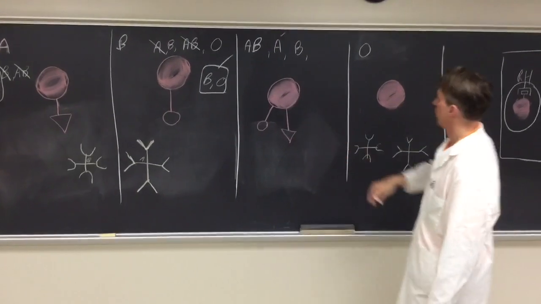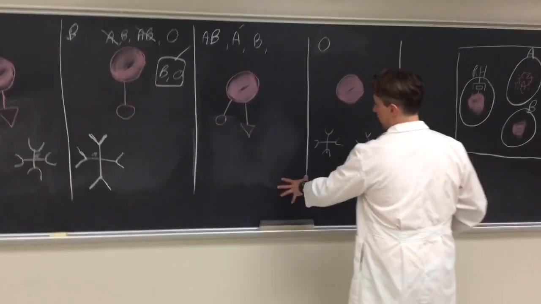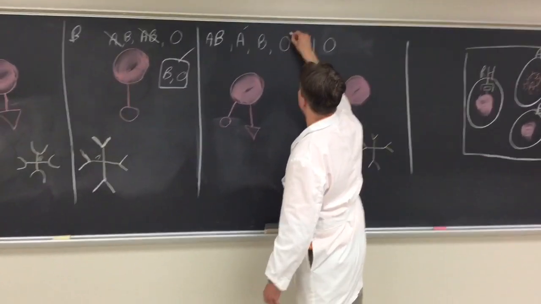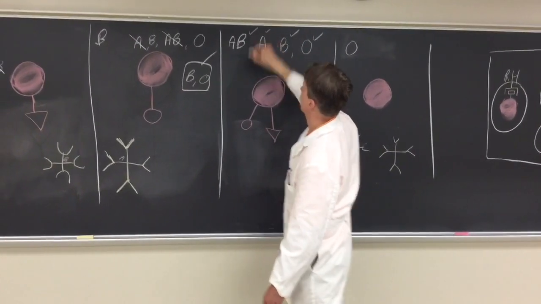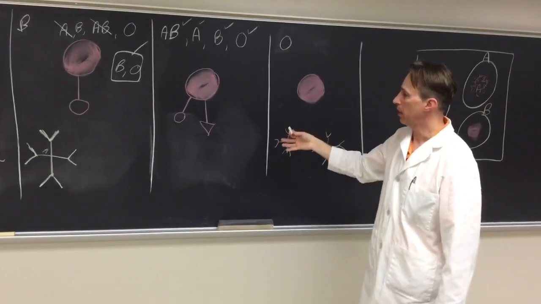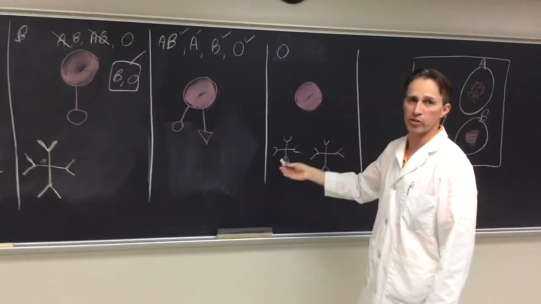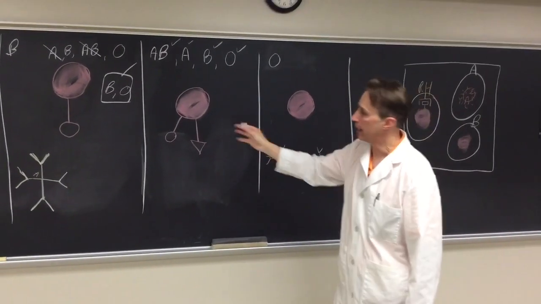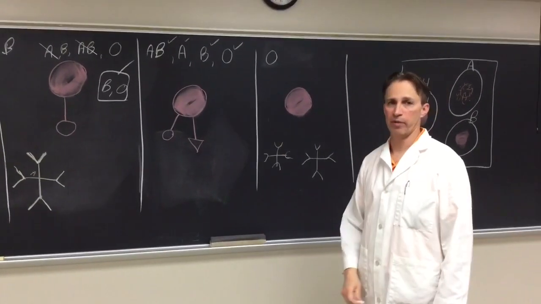Can they take from O? They don't have any antibodies, so they won't attack that either. They can take from all four. Therefore, this one, blood type AB, is considered the universal acceptor. They can take anybody's blood and it won't affect them.